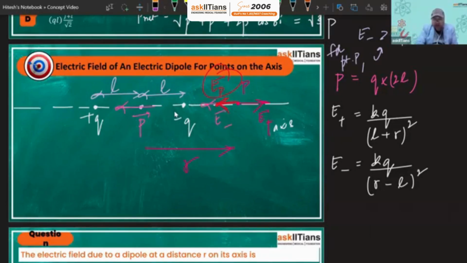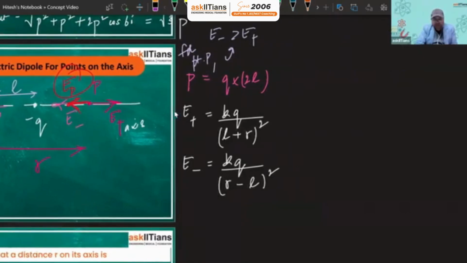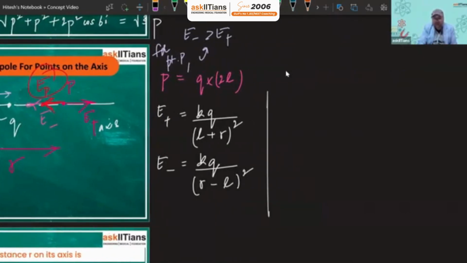Getting it? And how would I find the answer to it? How can I find this EP now? So this EP, the value, the magnitude of a direction we have got, right? So it becomes E minus E plus, right? So this is what you see, KQ.